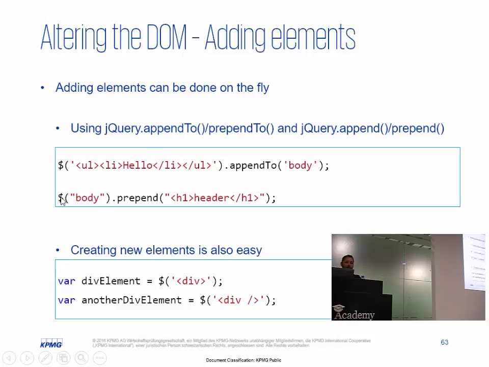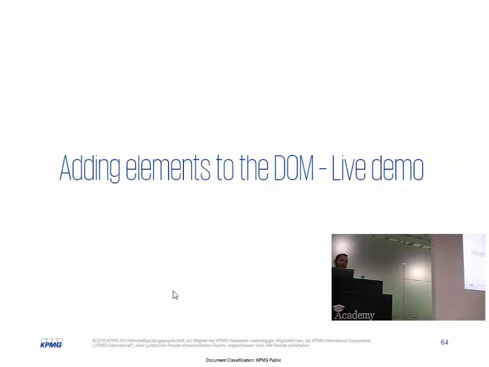You can just select it like this, and then prepend a header just before the body. Yeah, like I mentioned, you just create an element by supplying your HTML code, wrap it in brackets, and you get yourself a ready-to-use jQuery-fied element.